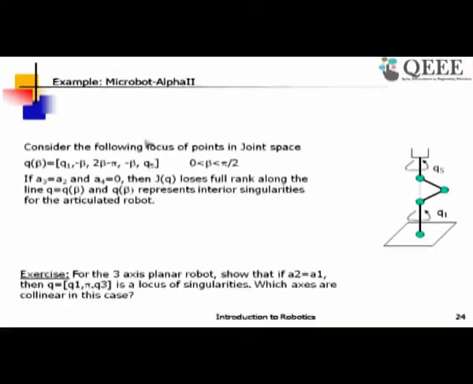Okay, as an example, you can do an exercise for a 3-axis planar robot. Show that if A2 is equal to A1, then Q = (Q1, pi, Q3) is a locus of singularities, and the axes are collinear in this case. It's an exercise for you.